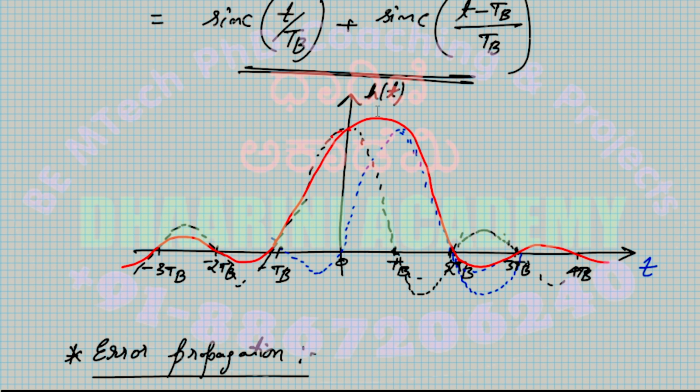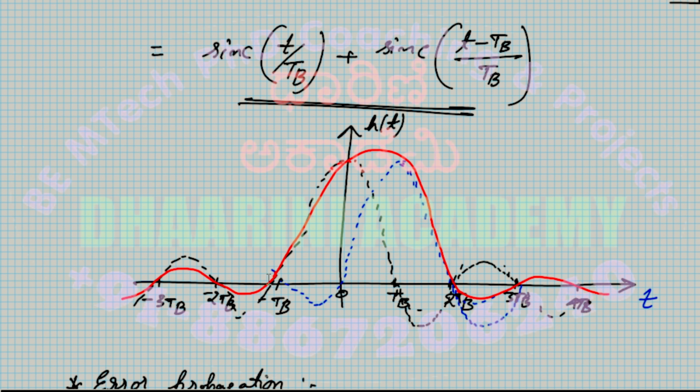Now we'll try to plot the impulse response. The black dotted curve is sinc of t by tb, and the blue colored one is the shifted version of that, sinc of (t minus tb) by tb. I'm adding them together to get the red colored one. We can see that until here and until here it's the same, right? On both the sides the red and blue will be followed. At the center it is the sum of them, so you get a larger value over here.